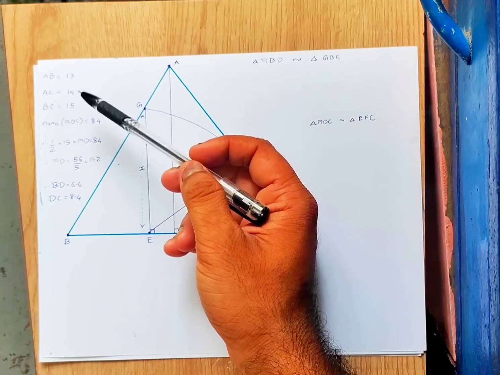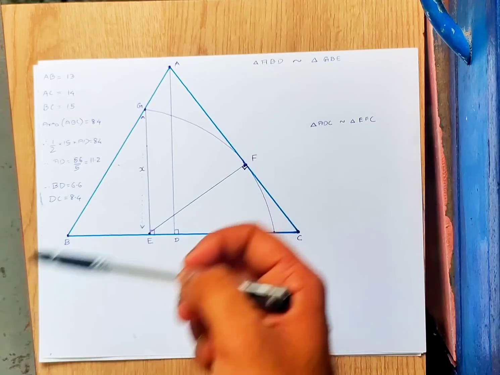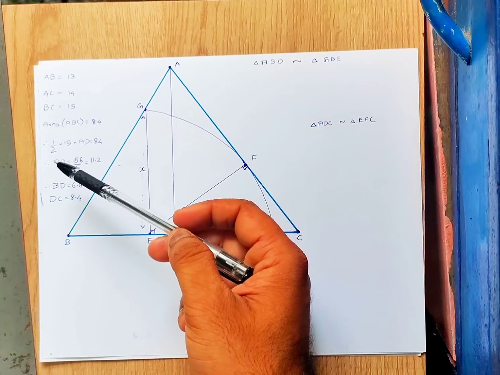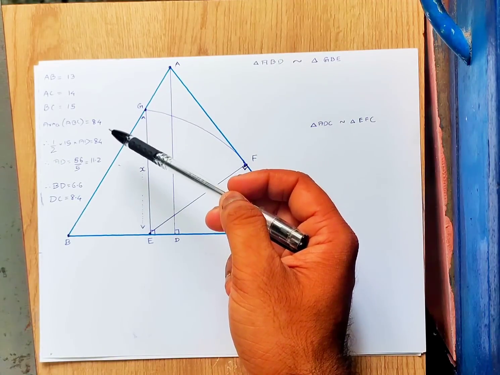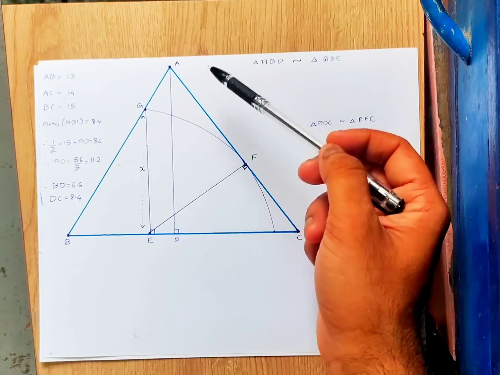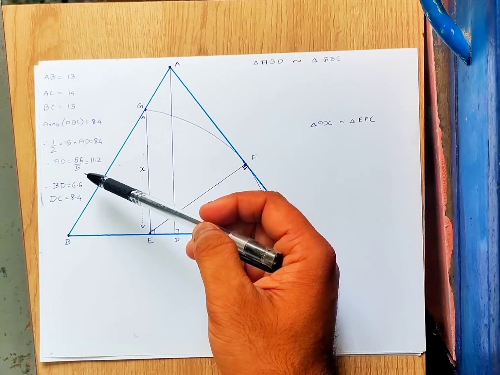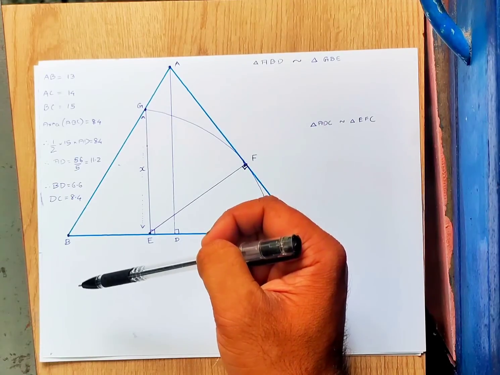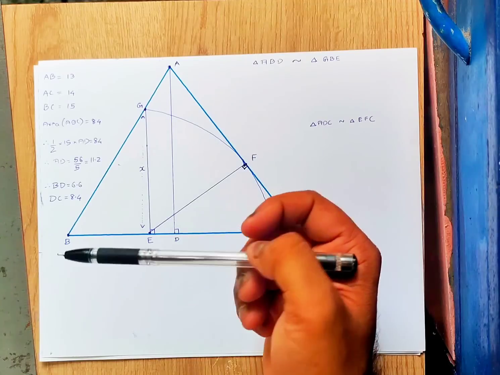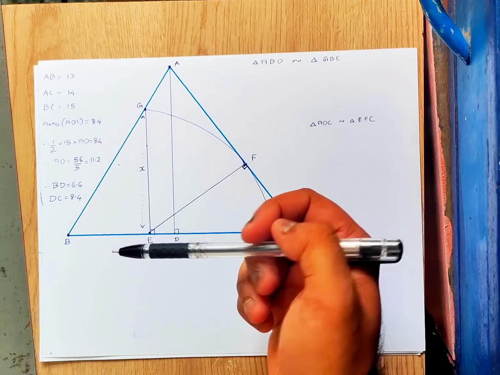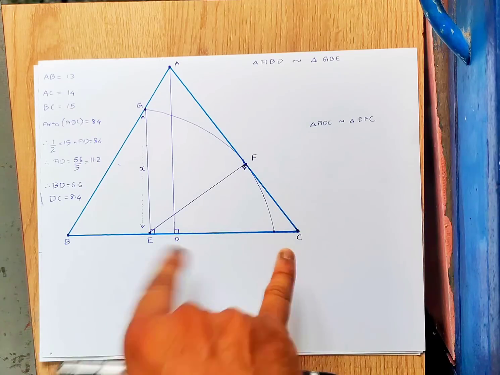So it was given that the sides are 13, 14, 15. Area of the triangle will be 84 by Heron's formula. Area of the triangle can also be found using half into base into height, but we already know the area, so I can find out the height. AD is the height that I've constructed. I got the value of AD as 56 by 5, or 11.2. After getting the value of AD, I know AB. So using Pythagoras theorem, I calculated the value of BD and DC also, because BD will be calculated and BC is given as 15, so DC will be calculated.